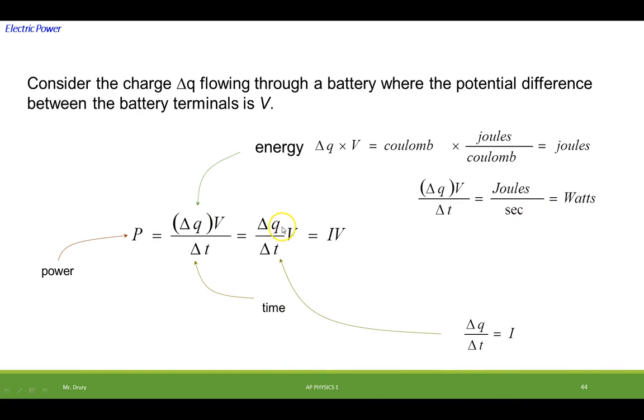Another way of looking at it is coulombs per unit of time, which can be thought of as how much charge per unit of time is going through a surface. We know that as being current. So we can replace coulombs per time with I. So power is equal to IV, or current times voltage.